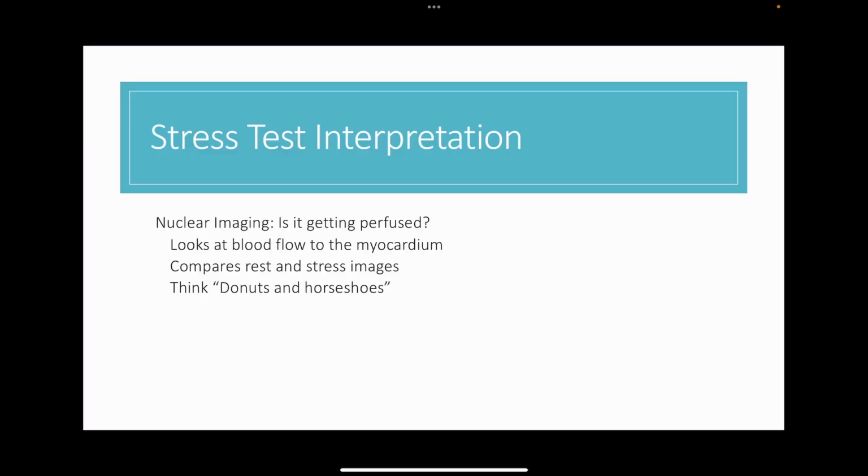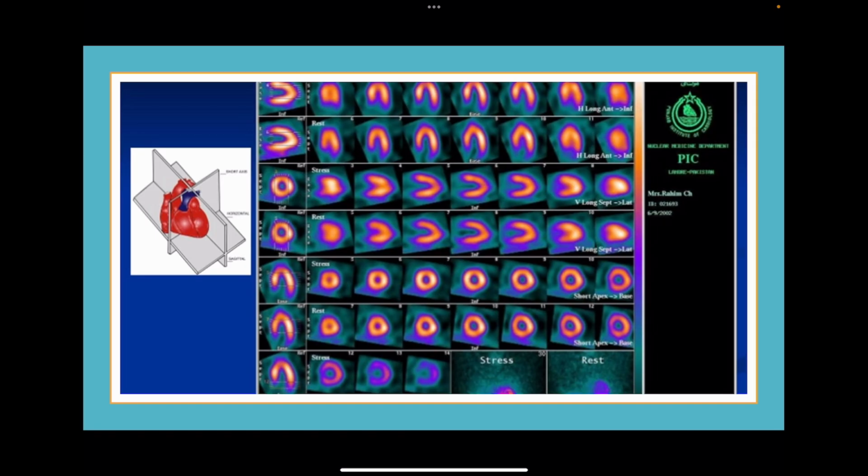Okay, nuclear imaging. Is the blood getting to the tissue? If not, that means there's blockages somewhere. So what we're going to look at is donuts and horseshoes. When we look at the images, you're going to see donuts and horseshoes. The donuts are taking the ventricle.